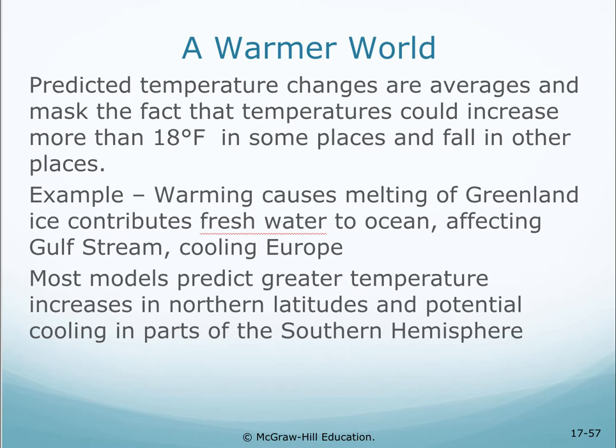Predicted temperature changes are averages, and they mask the fact that temperatures could increase more than 18 degrees Fahrenheit in some places and fall in other places. For example, warming causes the melting of Greenland ice, contributes fresh water to the ocean, affecting the Gulf Stream and cooling Europe. Most models predict greater temperature increases in northern latitudes and potential cooling in parts of the Southern Hemisphere. See, global climate change is not just about global warming.